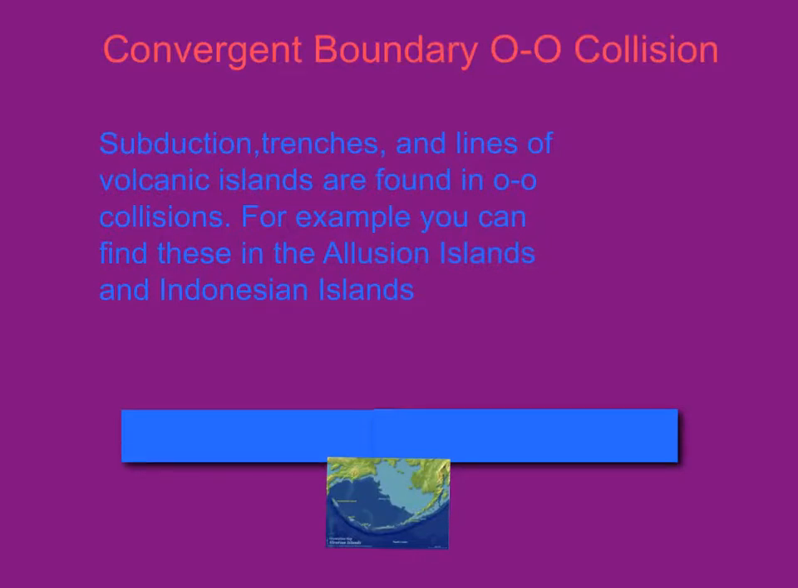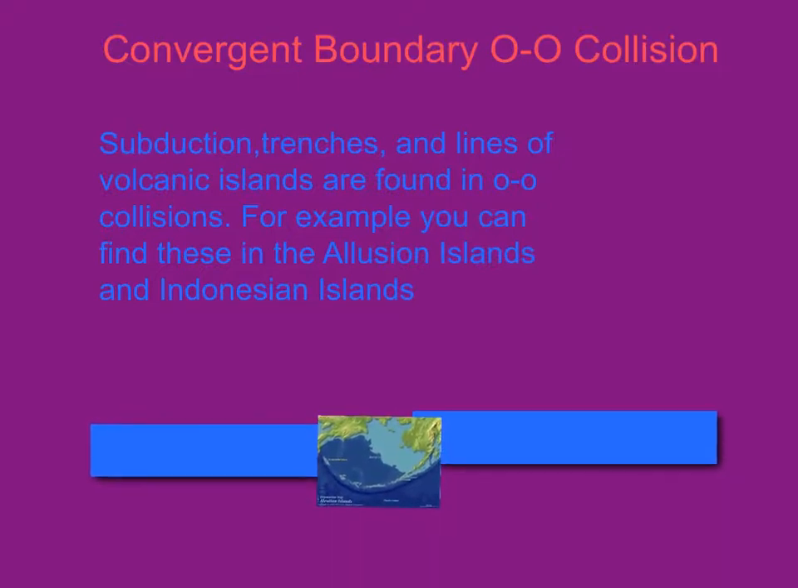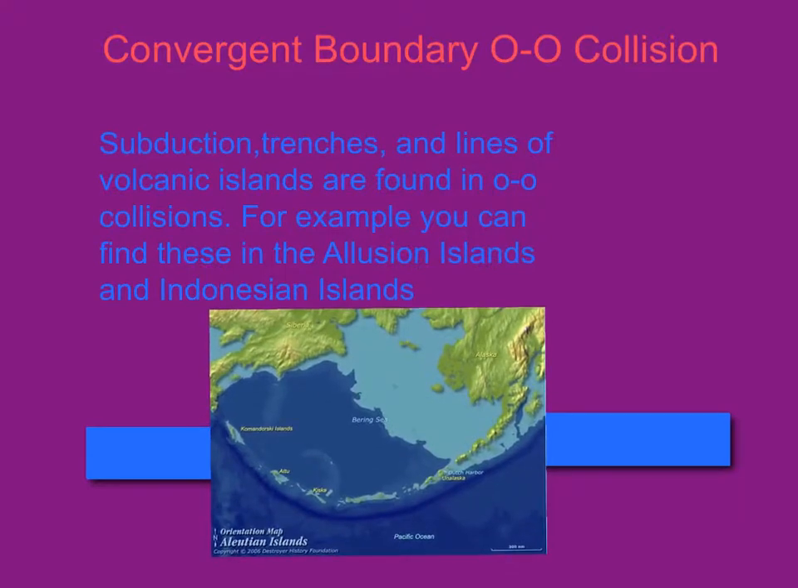Convergent boundary, oceanic collision. Subduction, trenches, and lines of volcanic islands are found in oceanic-oceanic collisions. For example, you can find these in the Aleutian Islands and Indonesian islands.